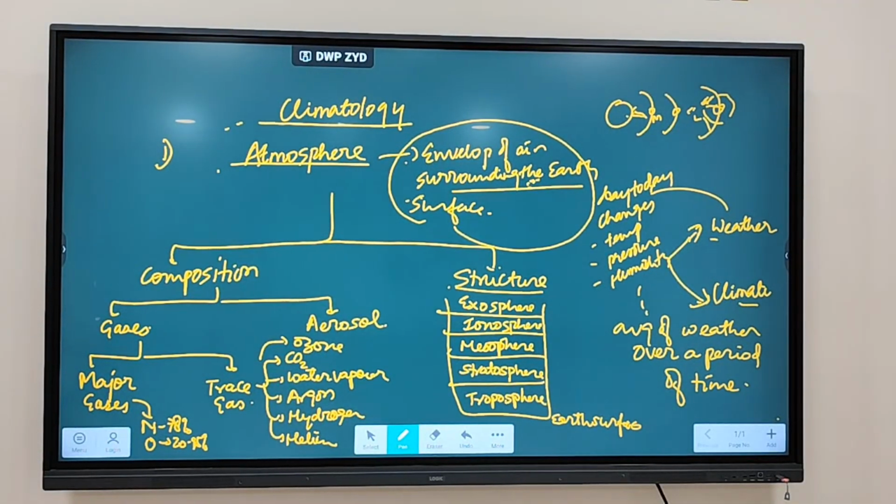Fine. So atmosphere consists of two parts. One is composition and another is structure. So you have to study the composition part and you also have to study the structure part.